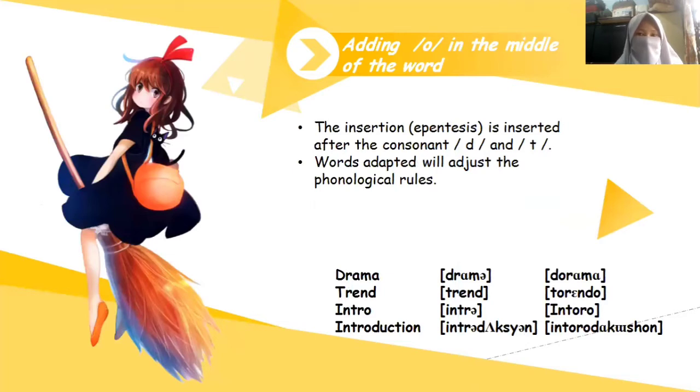Next, the insertion or appendices of O in the middle of the word is inserted after the consonant D and T because the words adapted in the Japanese phonological system will adjust to the phonological rules in Japanese too. For example, drama and trend, but in Japanese, we say dorama and torendo.